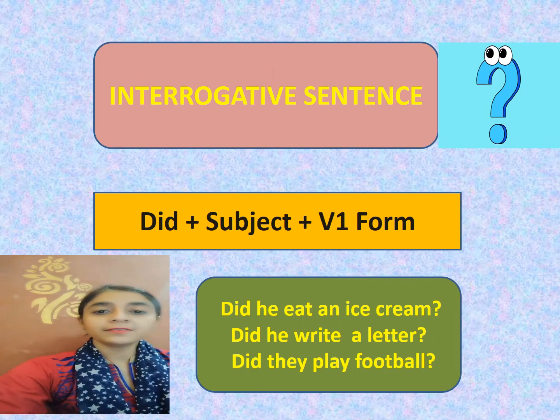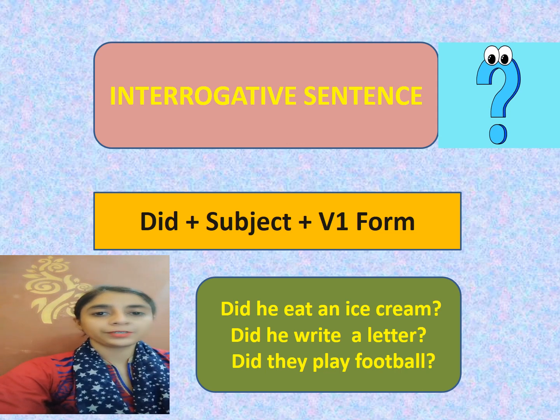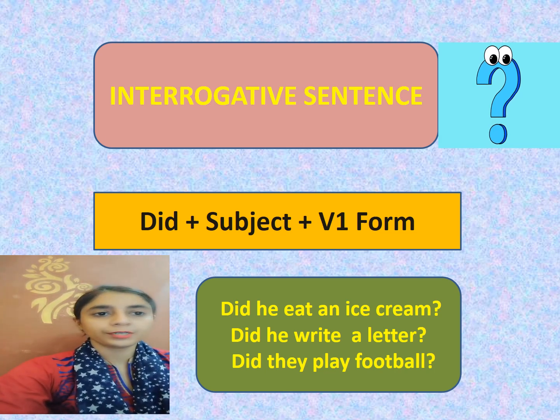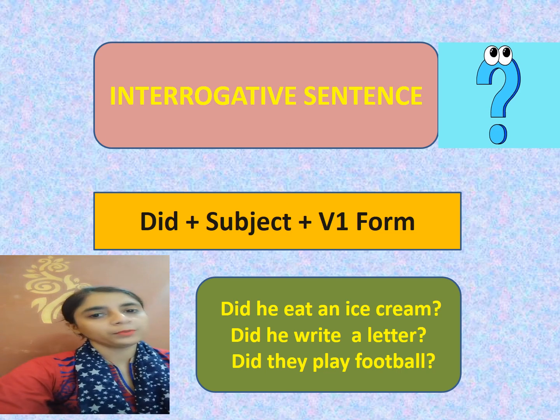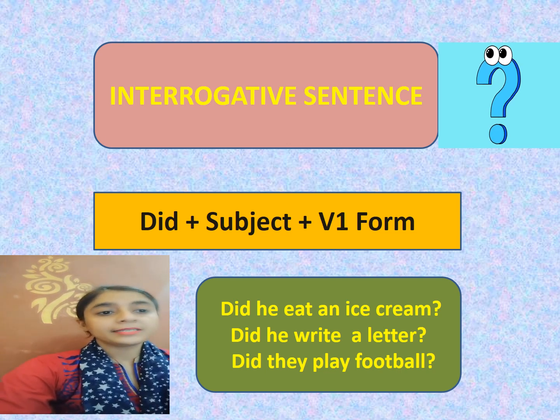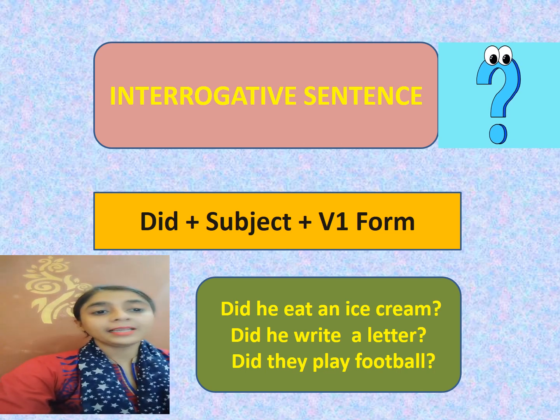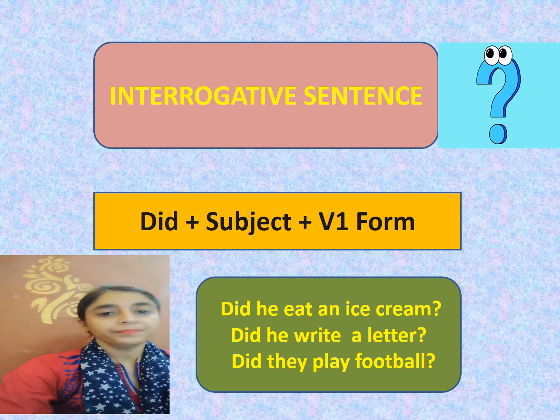Children, interrogative sentences are used to ask questions. In present tense, in an interrogative sentence, we use do or does according to the subject. But in past tense, did is used with singular as well as plural subjects, followed by the base form of the verb. For examples, did he eat an ice cream? Did he write a letter? Did they play football? Children, you can see eat, write and play are in their base forms.